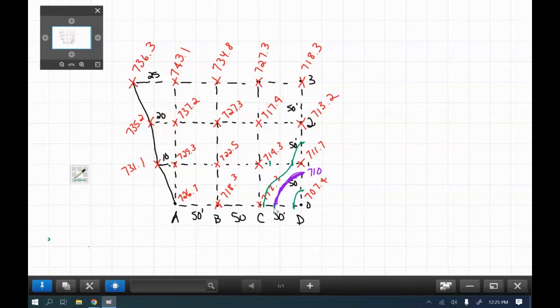So I'm looking at the X's, what the elevation is at those grid boxes, and figuring out what contours would go through them. You notice I'm starting with the left, and then I'll kind of see where the next one goes through.